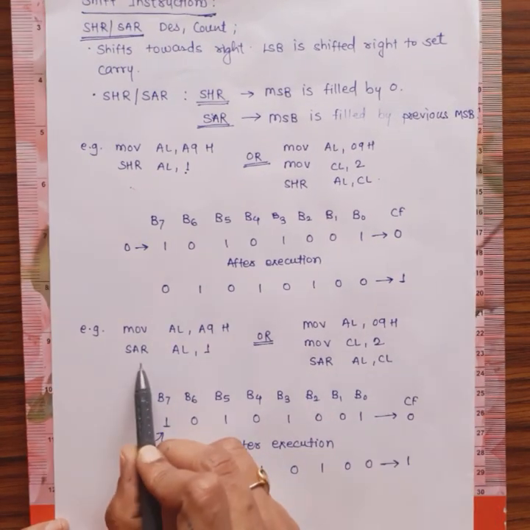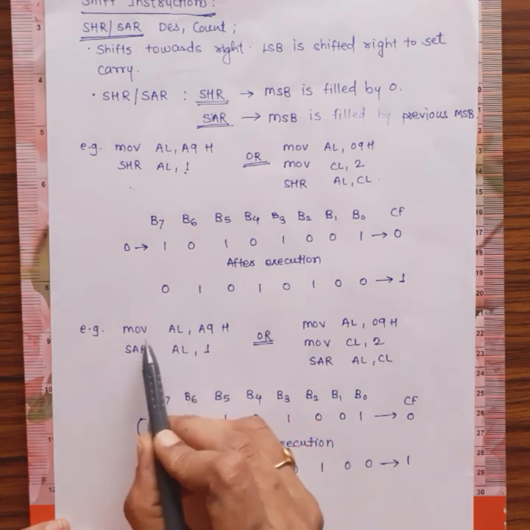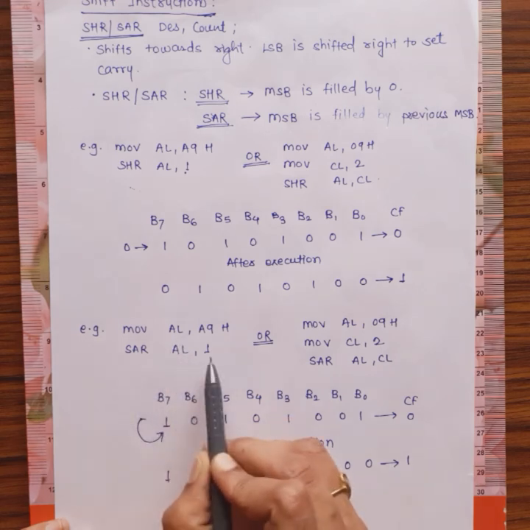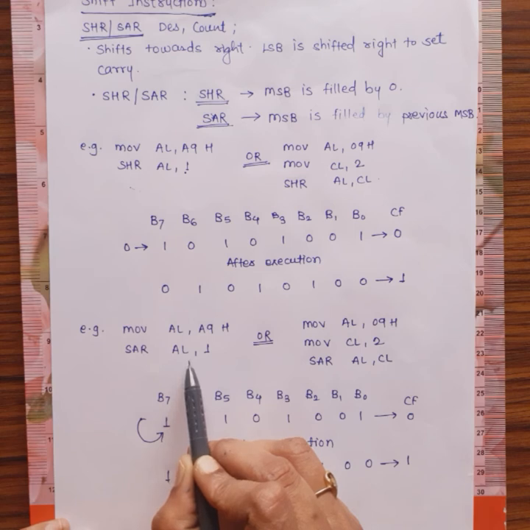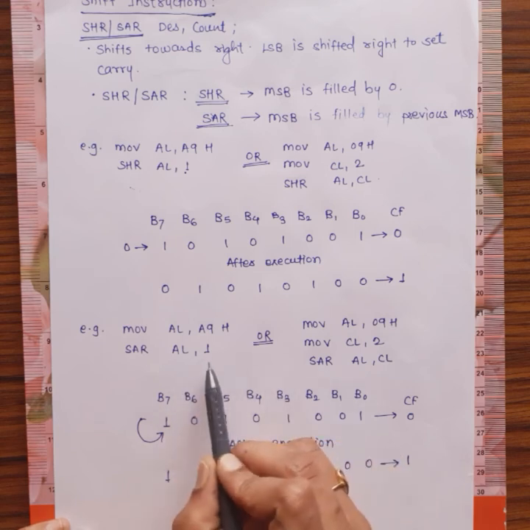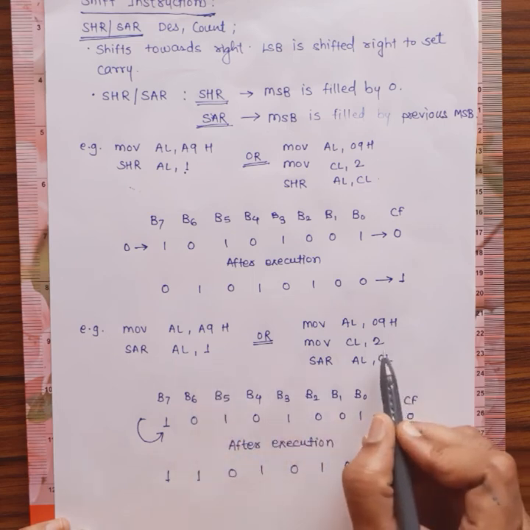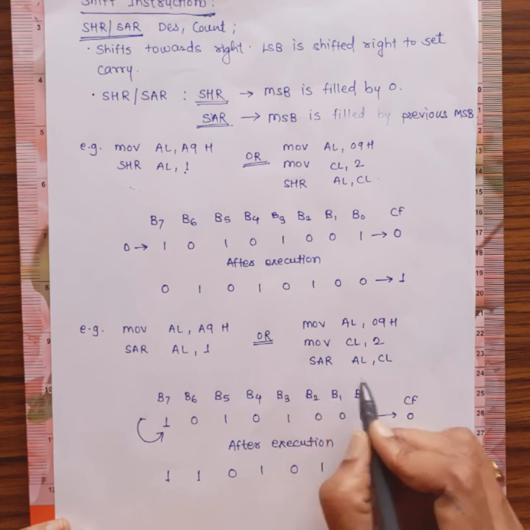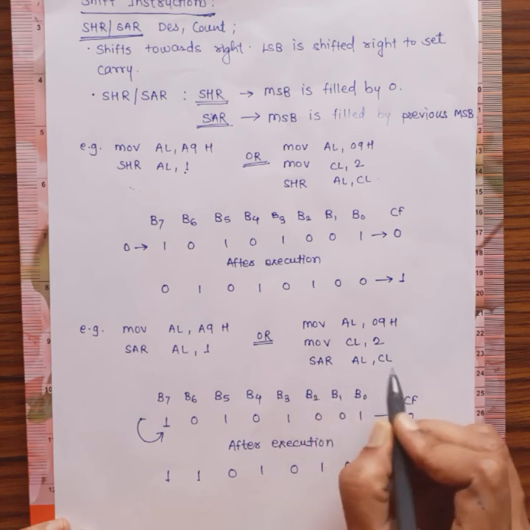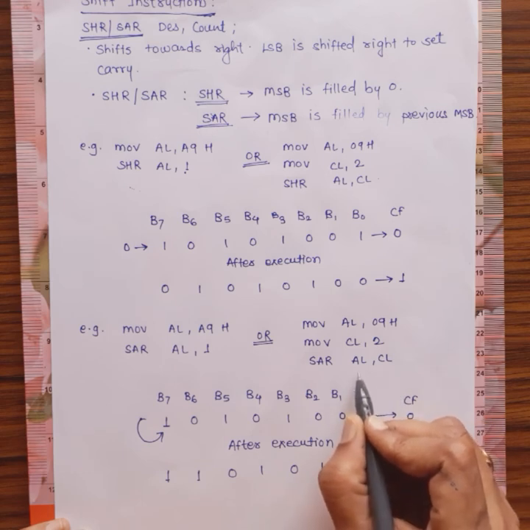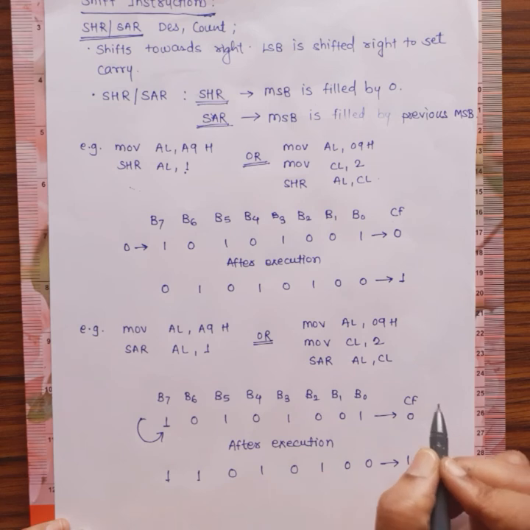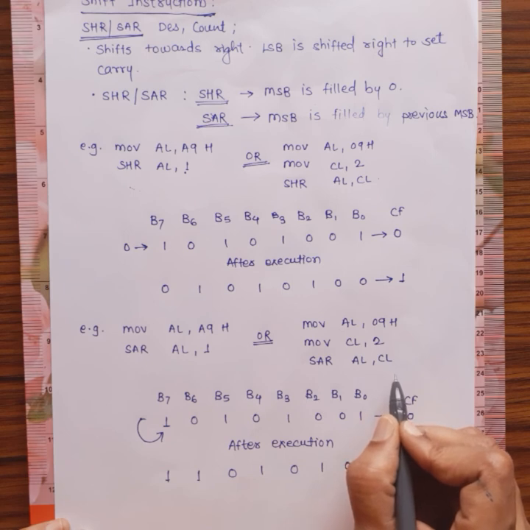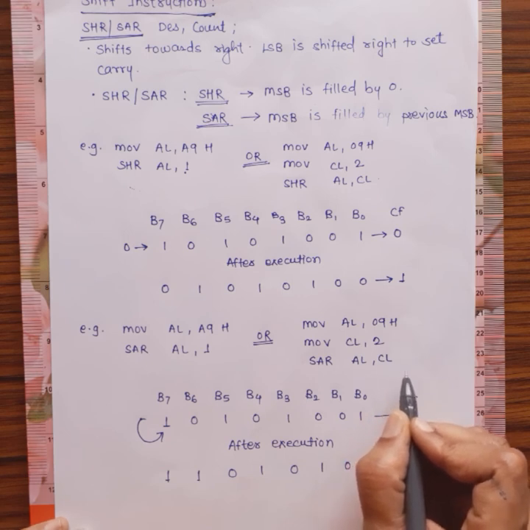Then coming to the SAR instruction, here with the MOV instruction, A9 is moved to the AL register. SAR AL, 1: by this, the contents of the AL register are going to be shifted once. If this shifting is to be performed multiple times, then that count can be moved to the CL register and we are able to apply SAR as SAR AL, CL. So two times the bits from the AL operand are going to be shifted towards right. With every shifting, the contents of the CL register are going to be decremented, and till it reaches 0, the shifting is carried out.